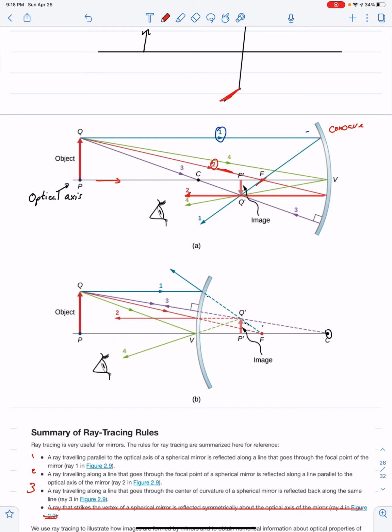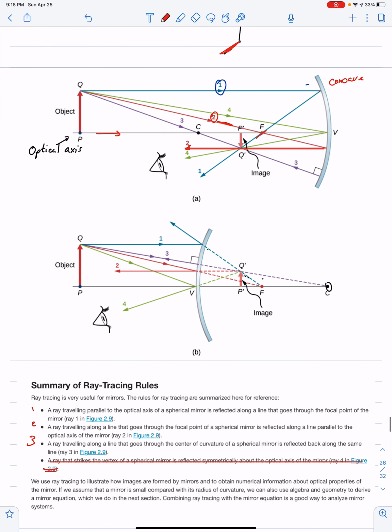All right, so just with those two, you're already able to identify the image. But we need one more, and that's the ray traveling along the line that goes through the center of curvature of the spherical mirror. It is reflected back along the same line. So the center is located right here. It's going straight from the object to the center, and then it's reflected right back, as you can see with the arrows. So we can identify our image.